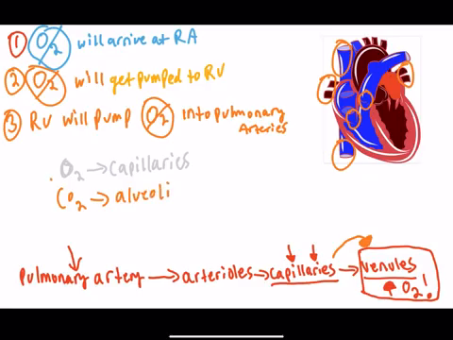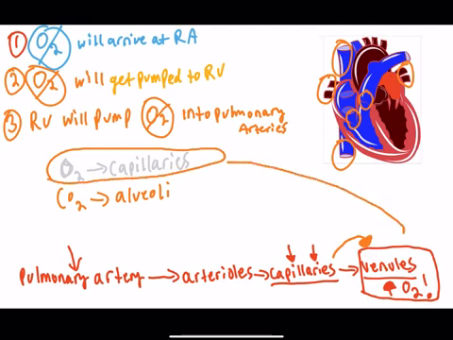And this caused the deoxygenated blood in the capillaries to become oxygenated and to transport that oxygenated blood through venules and to the left side of the heart, where now the left side of the heart will take that fresh oxygenated blood in the left atrium, and it's going to pump that to the rest of the body, which is going to be systemic circulation.